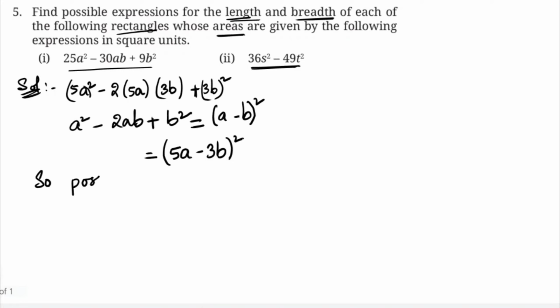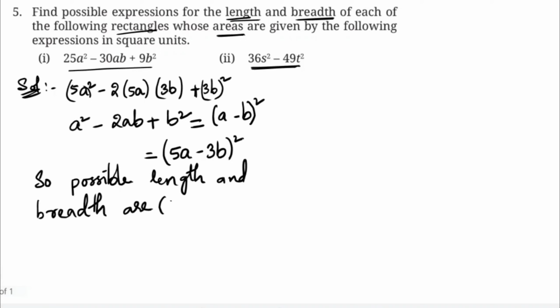So the possible length and breadth are 5a minus 3b and 5a minus 3b.